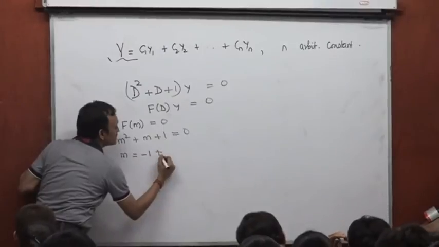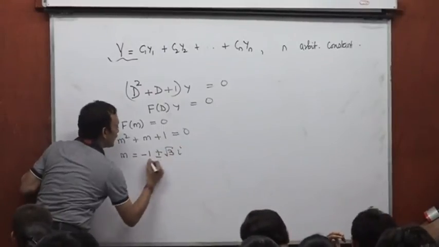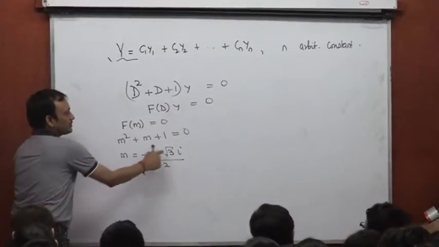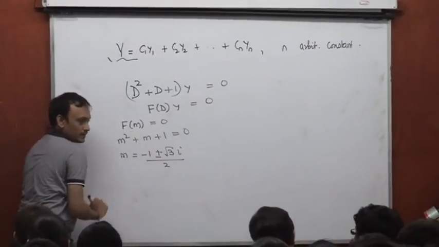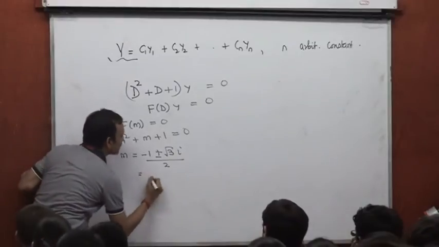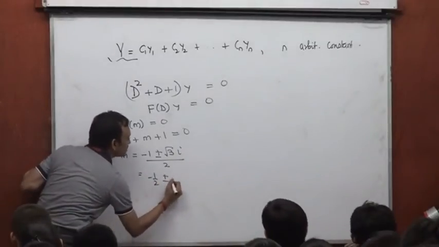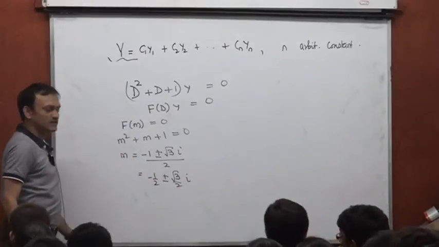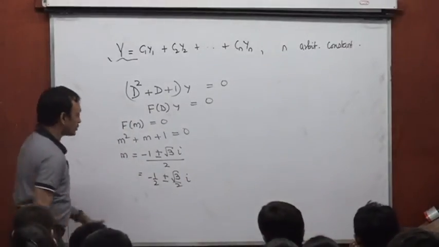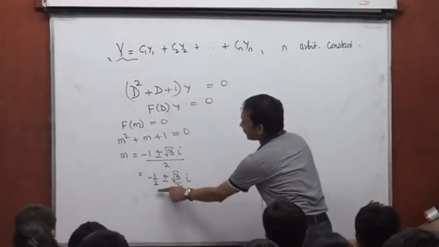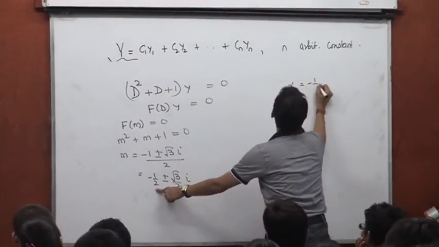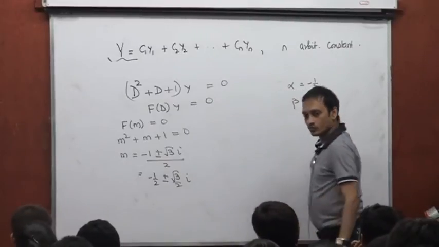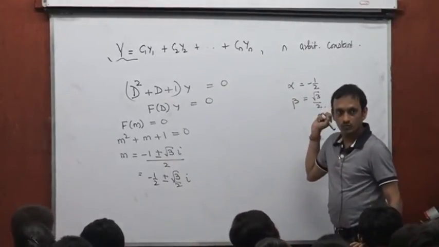Minus 1 plus minus root 3 i divided by 2, that is minus b plus minus root b squared minus 4ac by 2a, right, which is minus half plus minus root 3 by 2 i. So the two complex roots are, see, alpha is minus half here and beta is root 3 by 2, right?